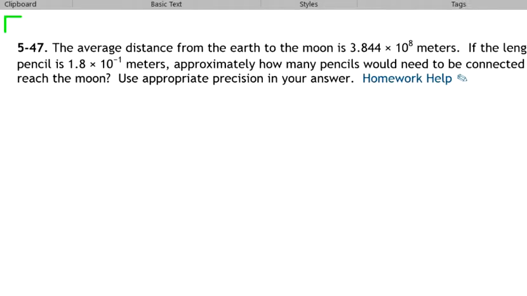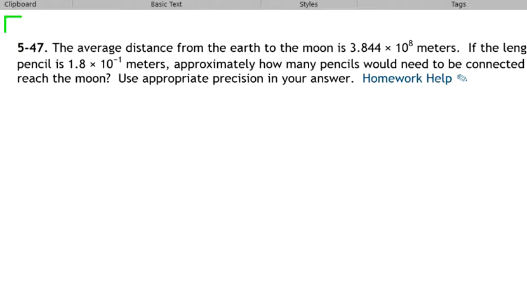Okay, so the average distance from the Earth to Moon is 3.844 times 10 to the 8th meters. The reason why we talk about average is the orbit of the Moon around Earth is not a perfect circle. It's a slight ellipse, and because of that, sometimes the Moon's a little bit closer, sometimes it's a little bit further away. But the average distance is 3.844 times 10 to the 8th meters.